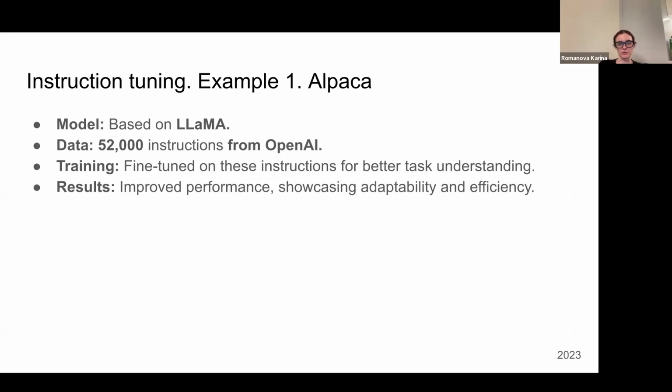And there is the first example. Alpaca is an example of a model fine-tuned using instruction tuning techniques, developed by researchers at Stanford University. Alpaca was trained on a dataset of 52,000 instruction-response pairs generated using OpenAI's GPT model API. This fine-tuning process enabled Alpaca to perform a variety of tasks by following natural language instructions, demonstrating the effectiveness of instruction tuning in enhancing model capabilities.